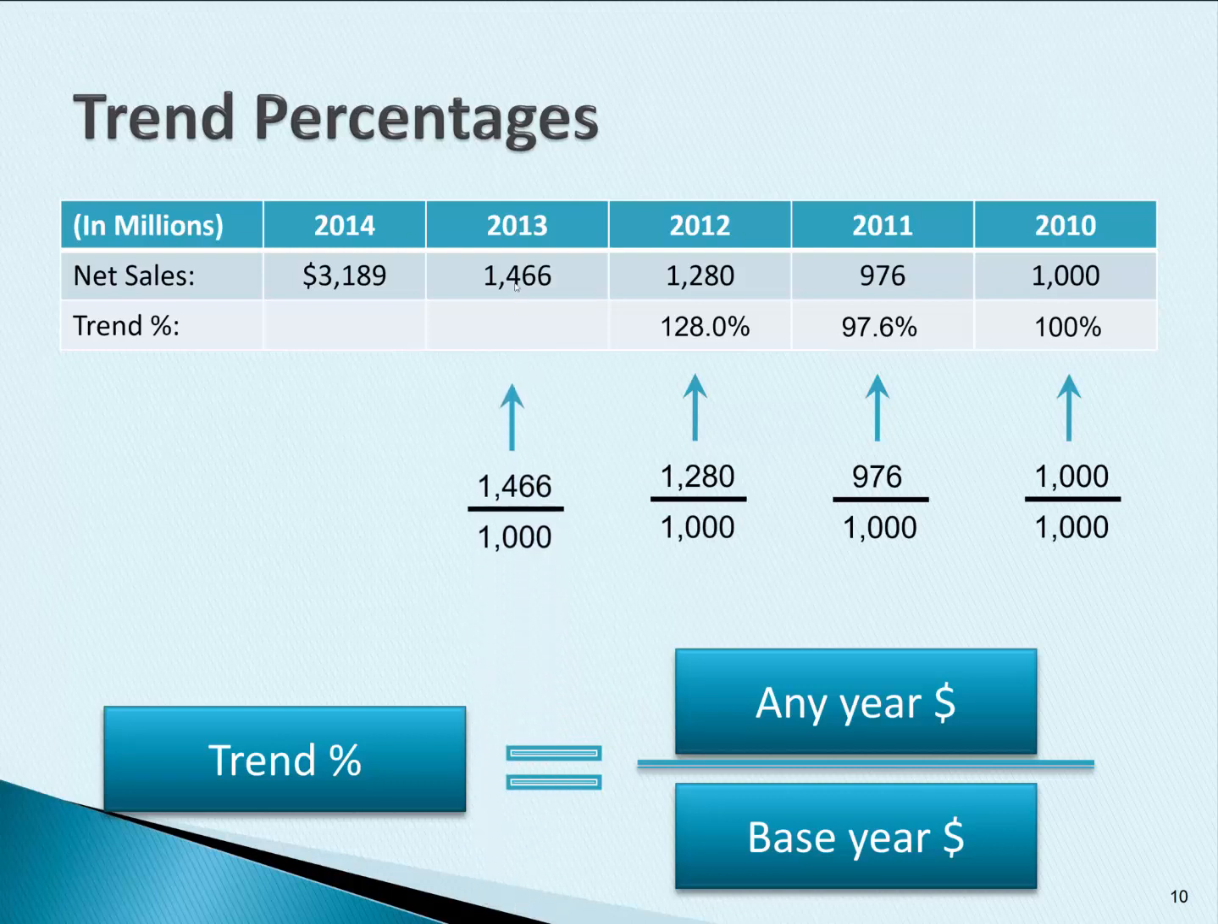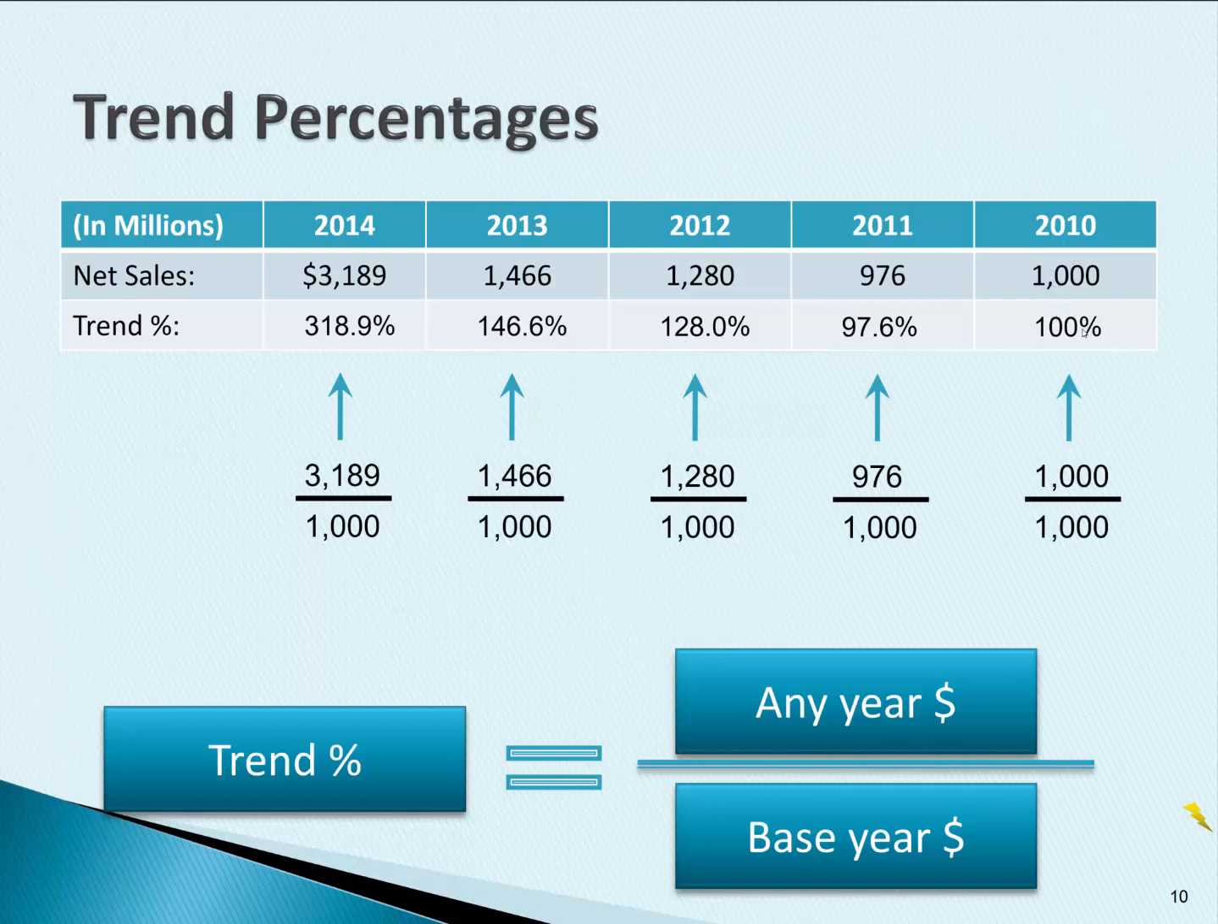So for 2013, we take 1466 divided by 1,000, we get 146.6%. And then in 2014, we get 3189 divided by the $1,000 base year, and we get 318.9%. So now we see a series of numbers, these trend numbers, that are all based upon the original number.